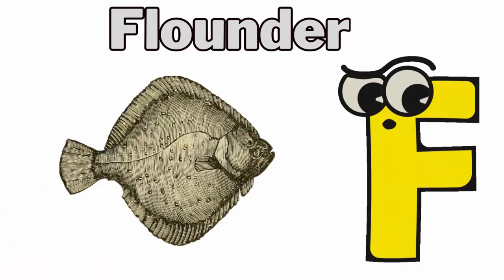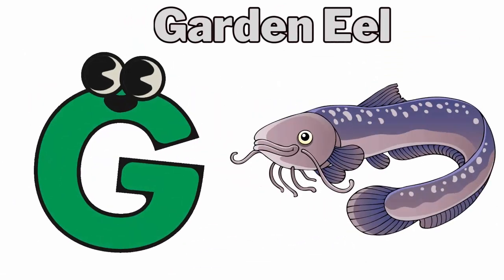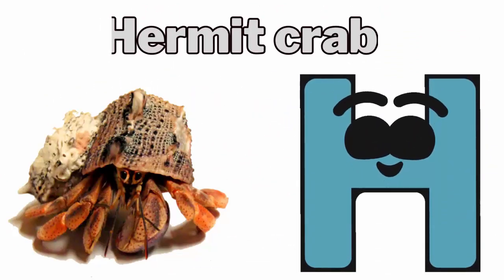F. F for flounder. G. G for garden eel. H. H for hermit crab.